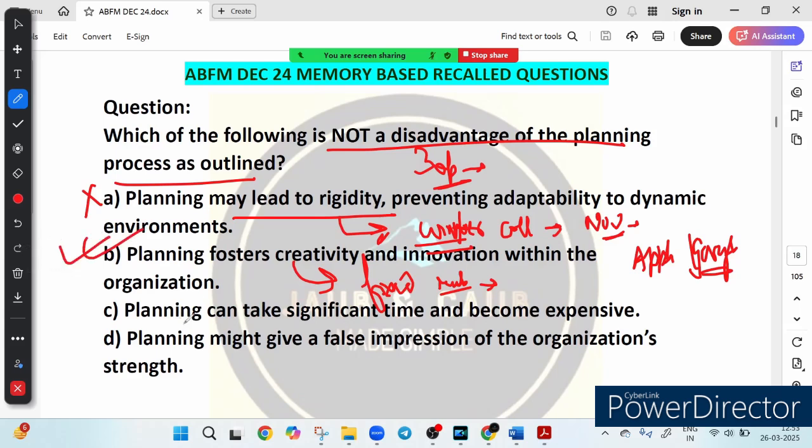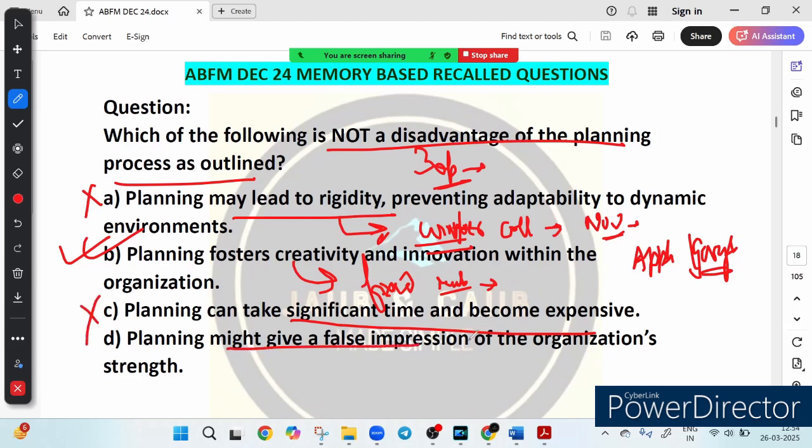Right. So option C, planning can take significant time and become expensive. Planning involves research, analysis, meetings, discussions and documentation. All of these require time, effort and money. If a company wants to open a new factory, they need to conduct market research, hire consultants, create a business model, and get legal approval. So why is this a disadvantage? Because planning consumes a lot of resources. So this is a disadvantage, and not the right answer.